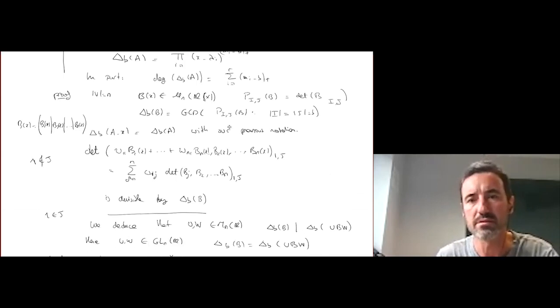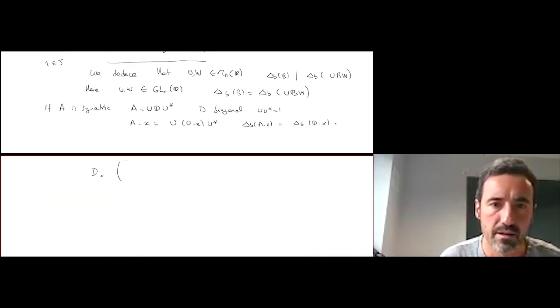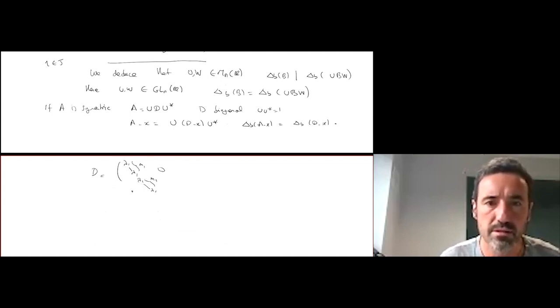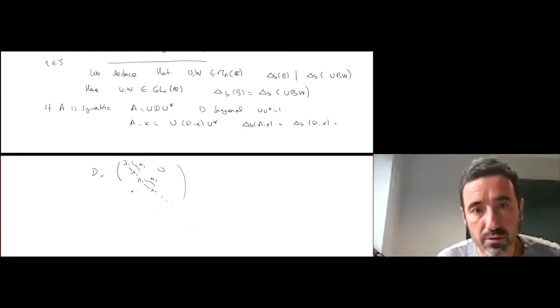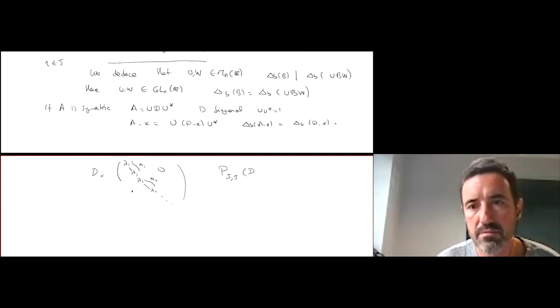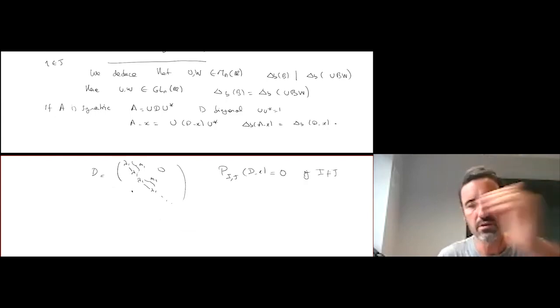Because what you do is, D is lambda 1 repeated m1 times, lambda 2 repeated m2 times, and so on. And so when you remove B rows and B columns, maybe I should say that if it's diagonal, P_ij of D minus X is 0 if I is different from J, because if I is different from J, you will have a column of zeros.